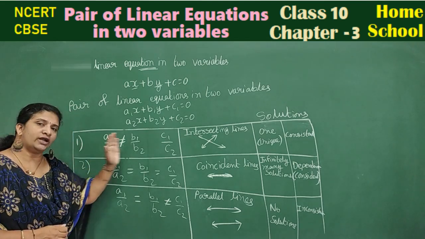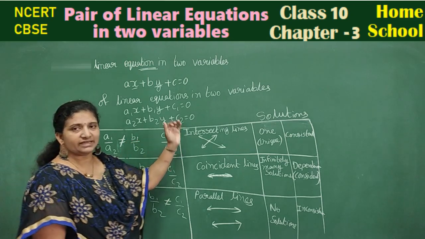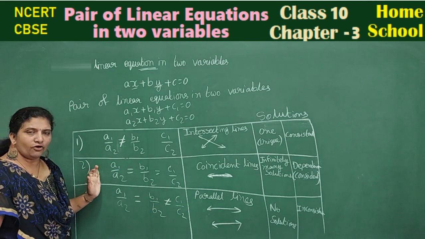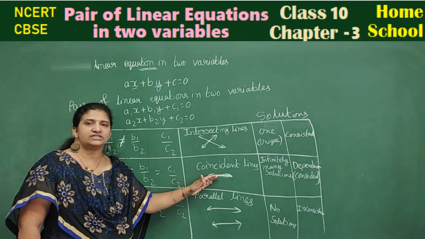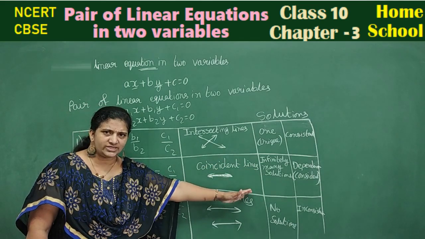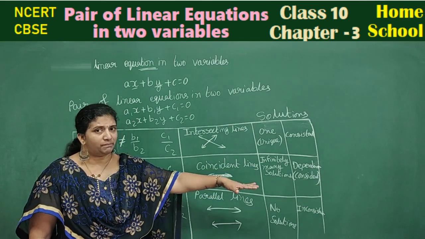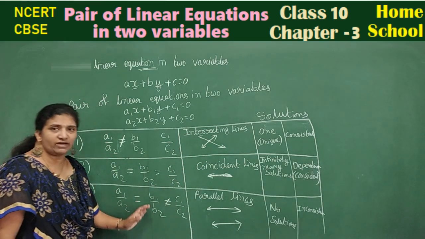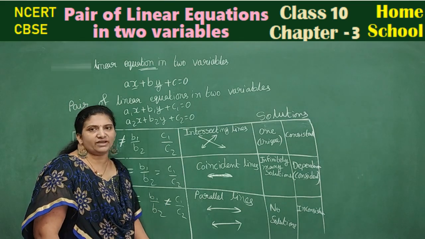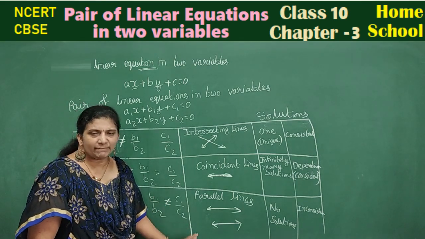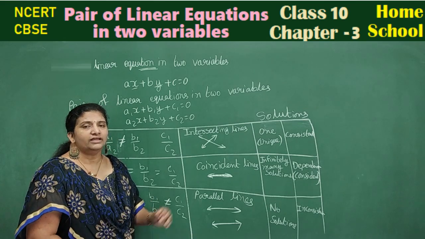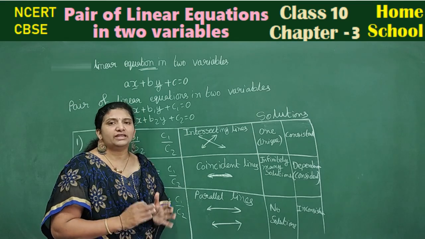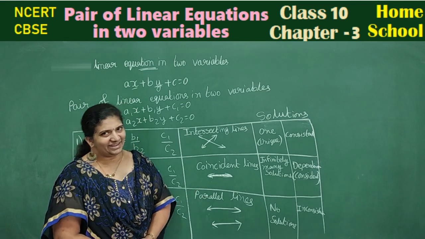If a1 by a2 is not equal to b1 by b2, the lines will be intersecting and have one, or unique, solution, and they are consistent. If all the ratios are equal, there will be coincident lines, and there are infinitely many solutions. They are dependent and consistent. Coming to case 3, a1 by a2 is equal to b1 by b2 is not equal to c1 by c2, then the lines will be parallel. If they are parallel, there is no solution. If there is no solution, then the pair of linear equations are inconsistent.